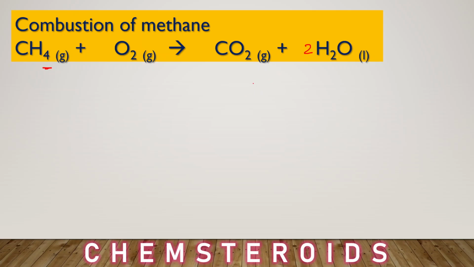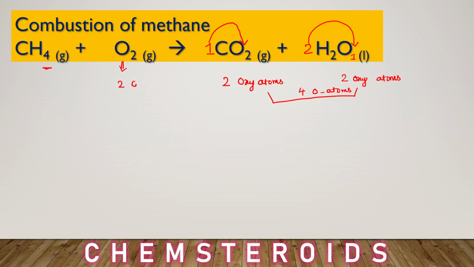For oxygen, first always see on the product side. How many oxygen atoms are there? Over here it is 1, which means 1 into 2. So how many oxygen atoms? There are going to be 2 oxygen atoms. And same way here, if nothing is there, that means here it is 1. So you can consider it as 2 into 1. So that's going to be 2 oxygen atoms. So altogether, how many oxygen atoms are there? In total, there are 4 oxygen atoms on the product side. Now over here, we have got only 2 oxygen atoms.